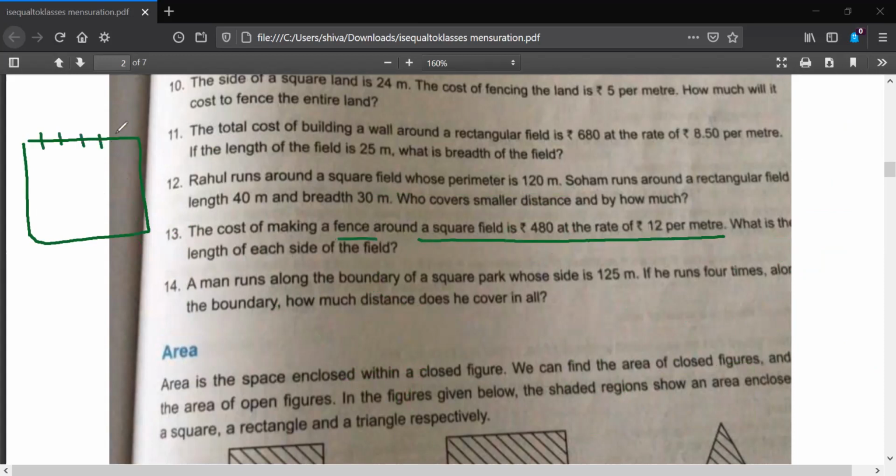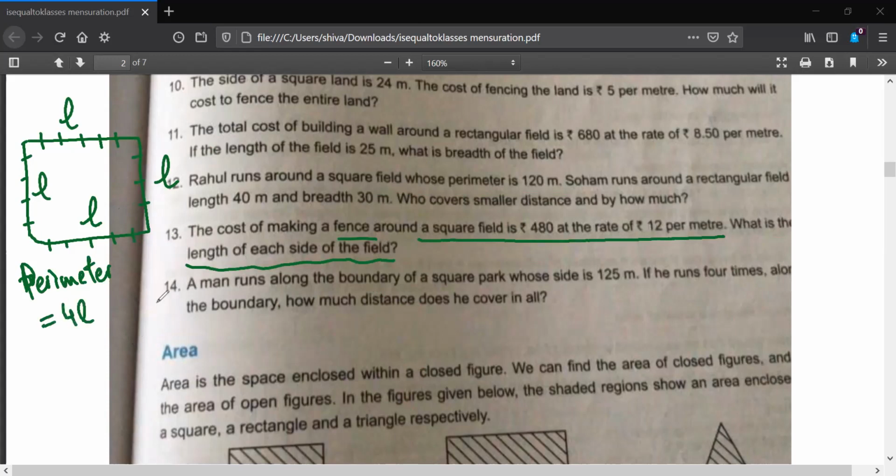Whenever the fence is being made, I need to find the perimeter of the figure, any figure that is given to me. I need to find the length of each side of the field. Can I assume that the length of each side of the square field is L? Is it okay, Mr. Sarthak? Yes, sir. So the perimeter would be 4L. Is it okay? Yes, sir.